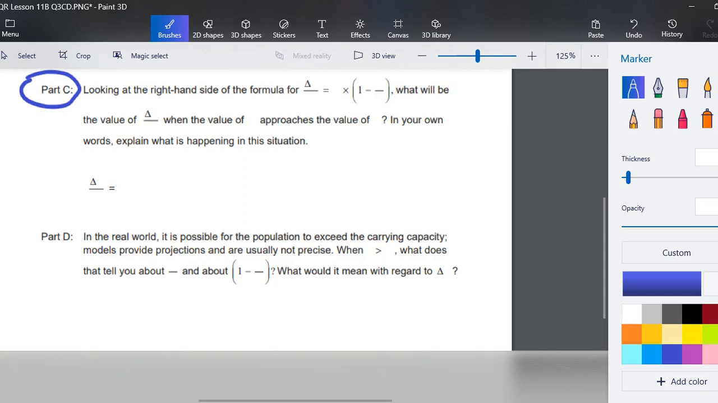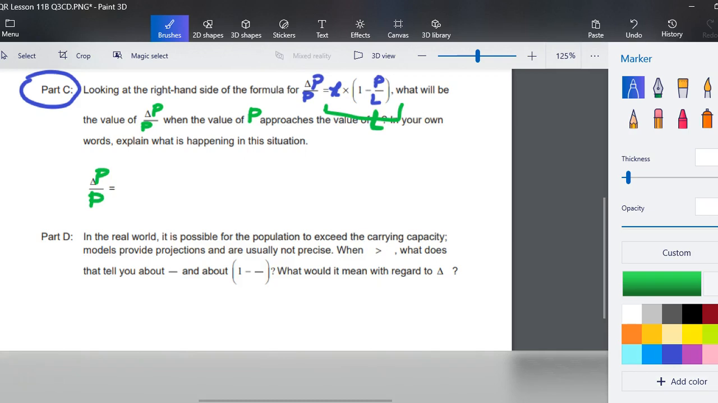Looking at the right-hand side of the formula, so we're at that delta P over P equals K, the constant of proportionality, times 1 minus P over L. Looking at the right-hand side, what will be the value of the change in P over P, the relative change, when the value of P, the population, approaches the value of L? And in your own words, explain what's going to happen to delta P over P.